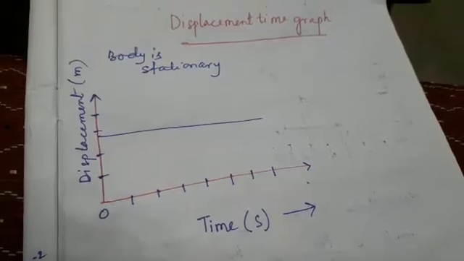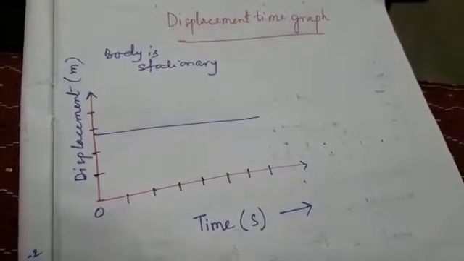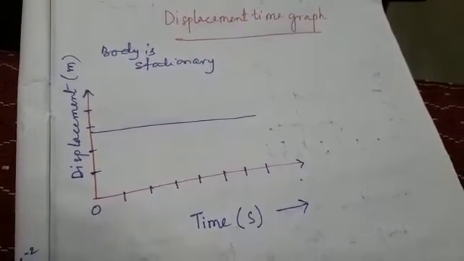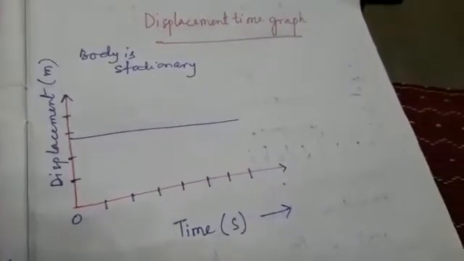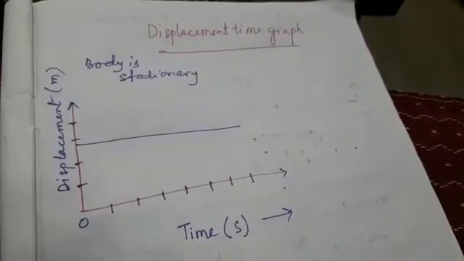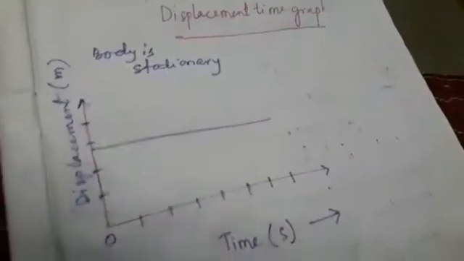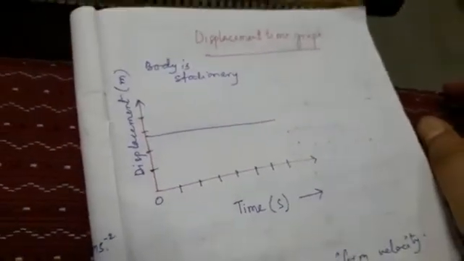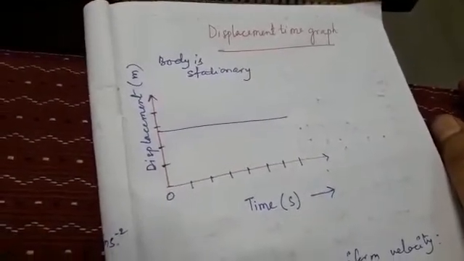Good morning, students. Today we are starting with module 3 of our motion in one dimension chapter. And today we are going to discuss the various types of graphs. Now, first is the displacement time graph.